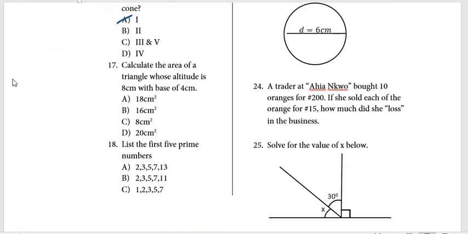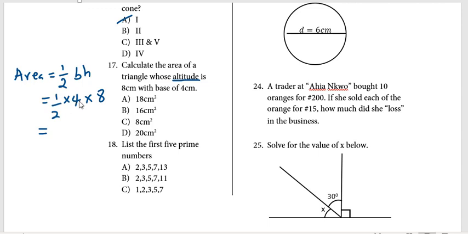Okay, number 17. So area of a triangle is half base times height. So calculate the area of a triangle whose altitude is height. Altitude is same thing as height, is 8 with base of 4 cm. So base is 4 and altitude is 8. So you can actually say 4 times 8 before you continue. 1 times 4 is 4. 4 times 8. Okay, I want to do 4 times 5. That would be easy for me.